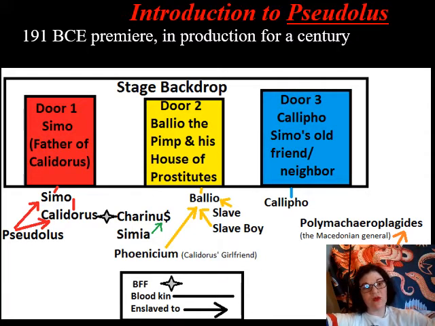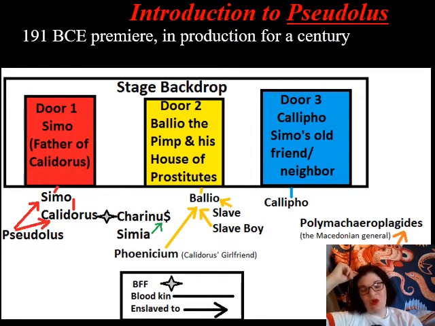So this play comes out in 191 BCE, right after the Second Punic War is done. The Second Punic War wrapped up in 201 BCE, so this is 10 years after the end of the Second Punic War. And you can see this in the name of Calidorus's, well, girlfriend, although girlfriend is a bit of a stretch. So Phoenician is the enslaved sex worker that Calidorus is after.